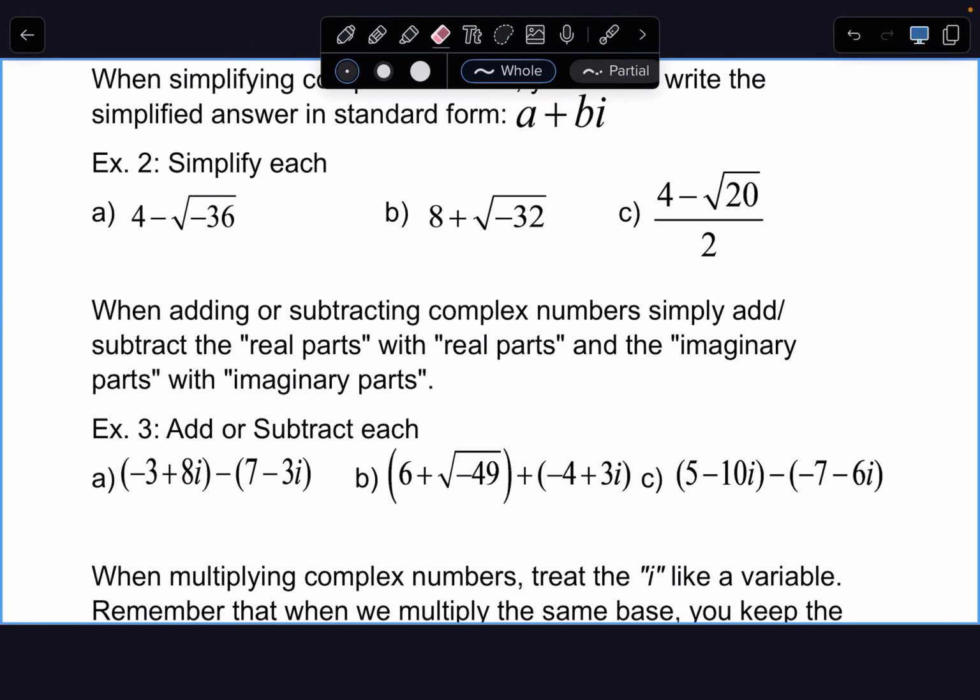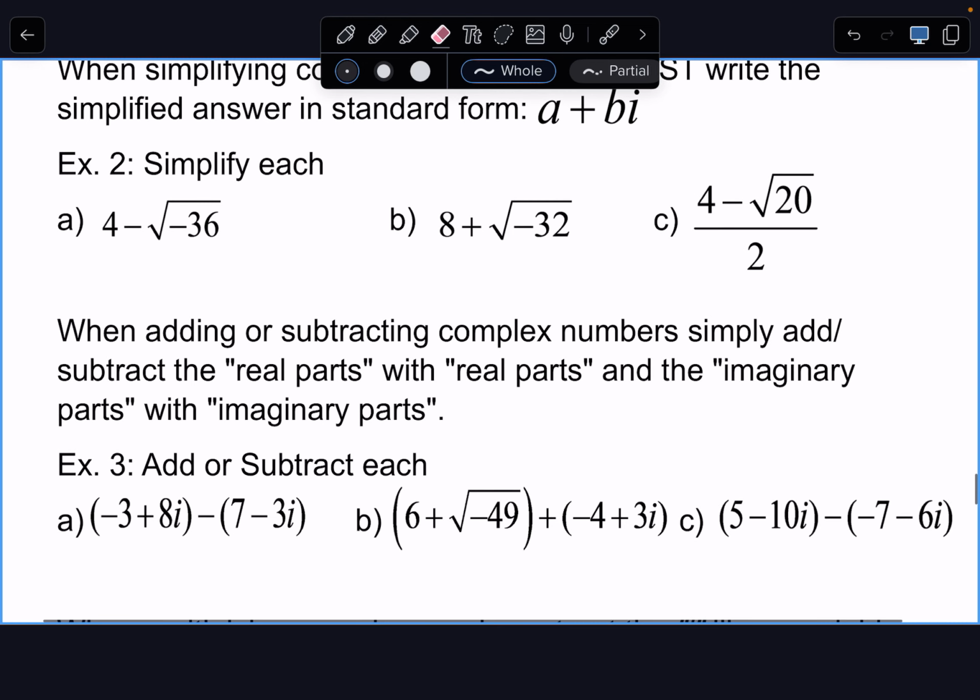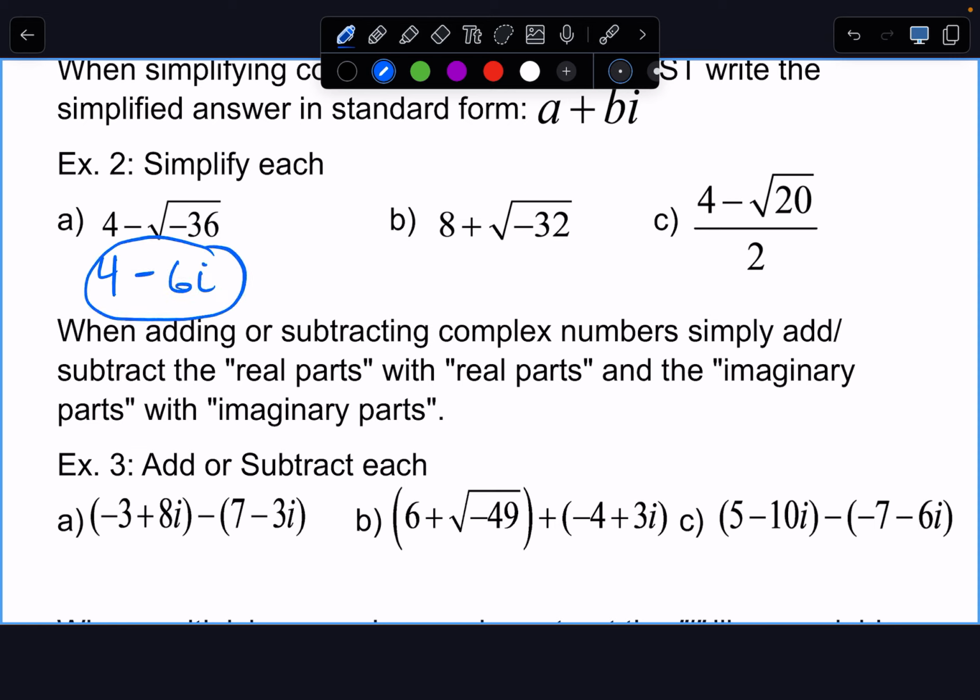Let's simplify each of these. You should see this as 4 minus 6i. You're done. Moto, don't you multiply the negative times the negative? No. Order of operations. Parentheses first, and radicals are considered parentheses.